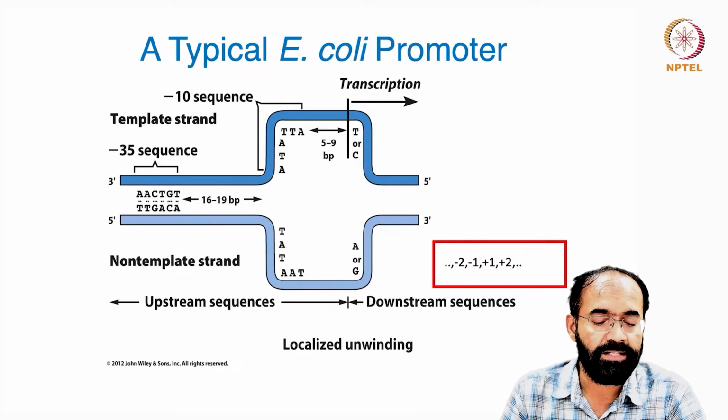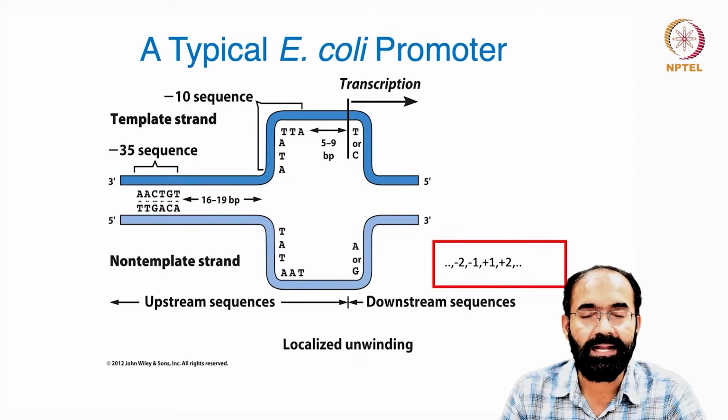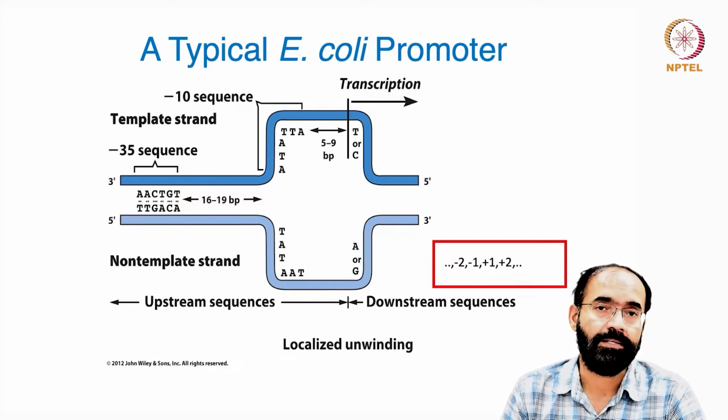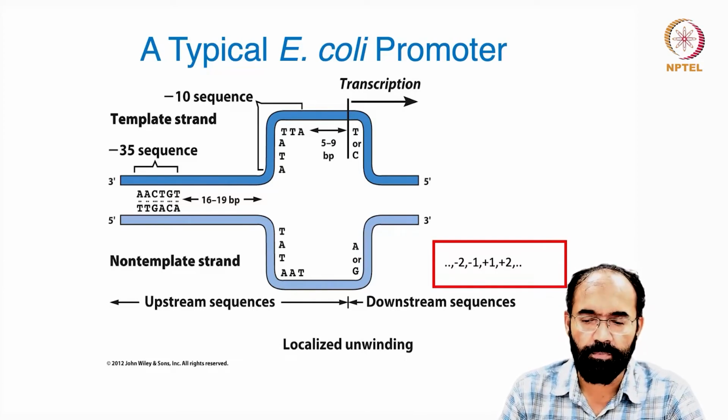You have a sequence AA, CT, GT, and the opposite strand is TT, GA, CA. And in between the -10 and -35, you have around 16 to 19 bases. So this can vary from promoter to promoter or gene to gene, can slightly vary.